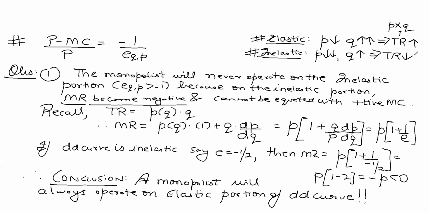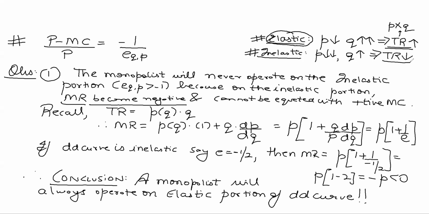So if you all can see, where will the monopolist operate? He will always operate on the elastic portion, because on the elastic portion of the demand curve, if he reduces the price, his total revenue will increase. Whereas on the inelastic portion of the demand curve, if he reduces the price, demand will increase only by a tiny amount, causing the total revenue to fall. So this is the first observation which we had learned in the last lecture, that the monopolist will always operate on the elastic portion of the demand curve.